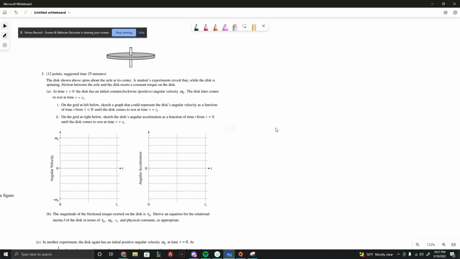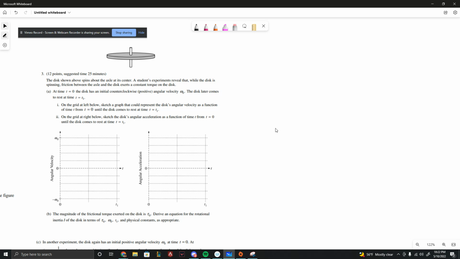So, a disk, as shown above, spins about an axle at its center. A student experiment reveals that while the disk is spinning, friction between the axle and the disk exerts a constant torque on the disk. At t equals 0, the disk has an initial counterclockwise, positive angular velocity. The disk later comes to rest at time t equals t1. On the grid below, sketch a graph that can represent the disk's angular velocity as a function of t from t equals 0 until the disk comes to rest at t equals t1.